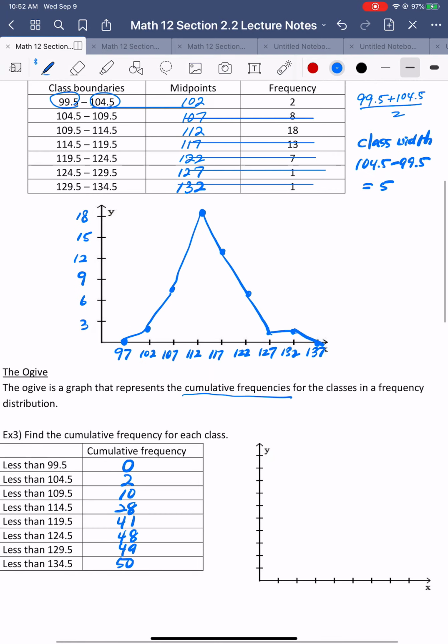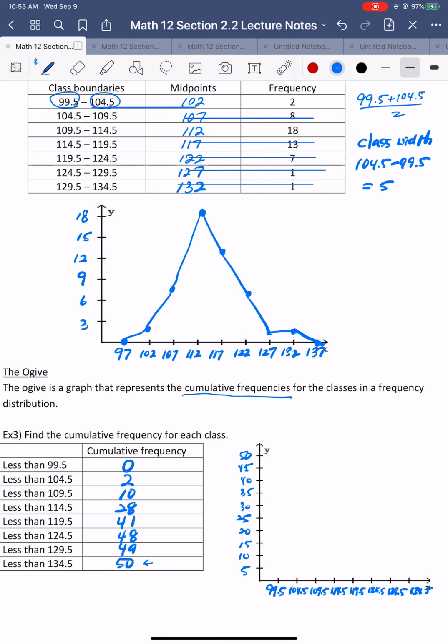Yeah, that's all. So ogive, we are using the boundaries too. So the boundaries we found are 99.5, 104.5, 109.5, 114.5, 119.5, 124.5, 129.5, 134.5. And then the 50 is the highest number, so I want to get to the 2, 3, 4, 5, 6, 7. Oh yeah, 10. So I'm going to say 5, 10, 15, 20, 25, 30, 35, 40, 45, and 50.